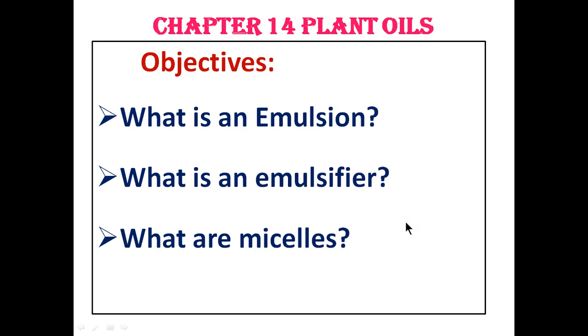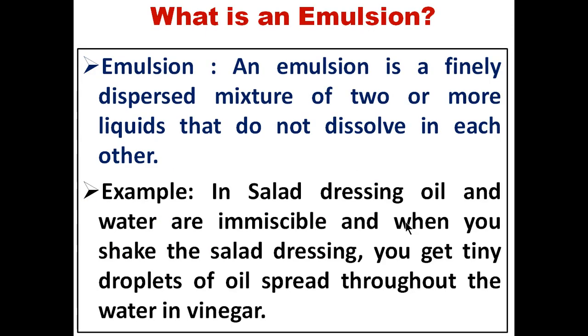Now let's start the lesson with what an emulsion is. An emulsion is a finely dispersed mixture of two or more liquids that do not dissolve in each other. For example, in salad dressing, oil and water are immiscible, and when you shake the salad dressing, you get tiny droplets of oil spread throughout the water in vinegar.